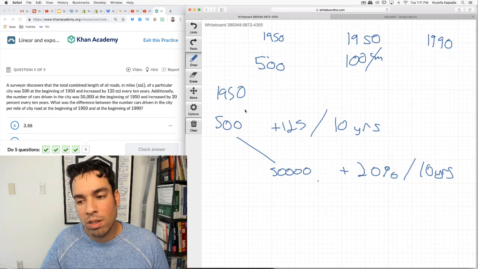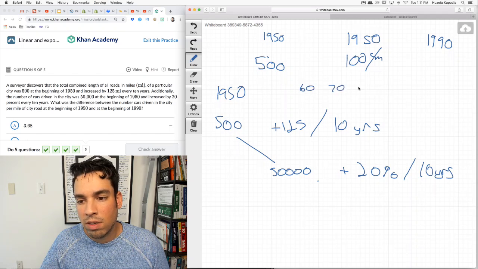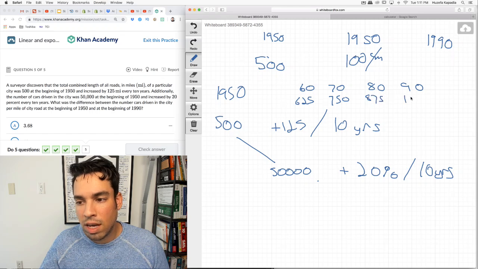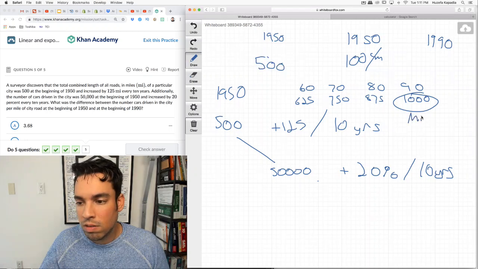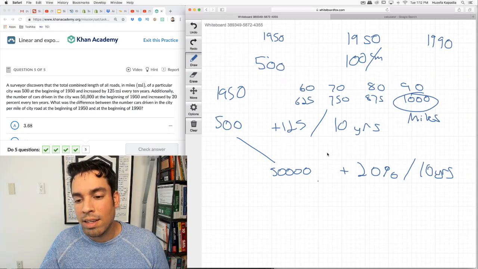So this one goes up, so it's 60, 70, 80, 90. So it goes up 4 times. So here it's 625, 750, 875, 1,000. So 1990, the number of cars, not number of cars. Excuse me, the miles is 1,000. And let's see the number of cars.